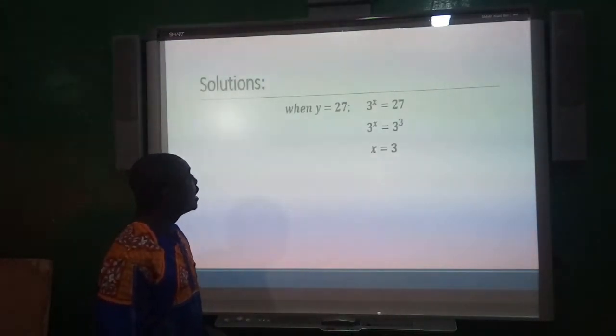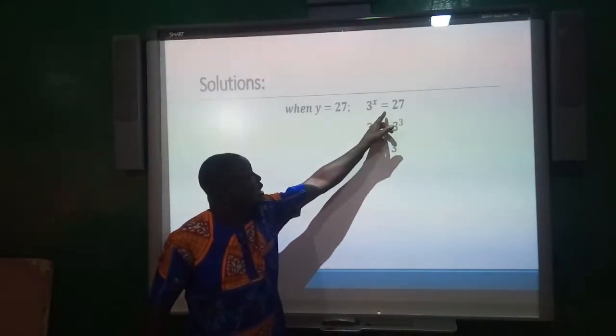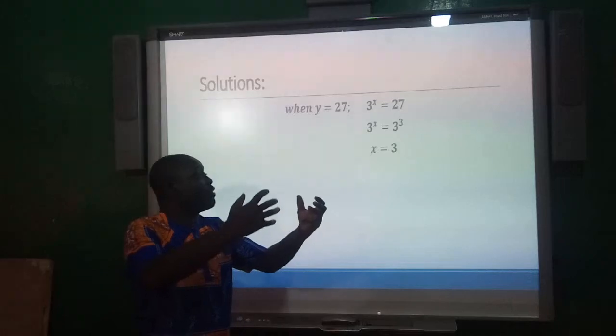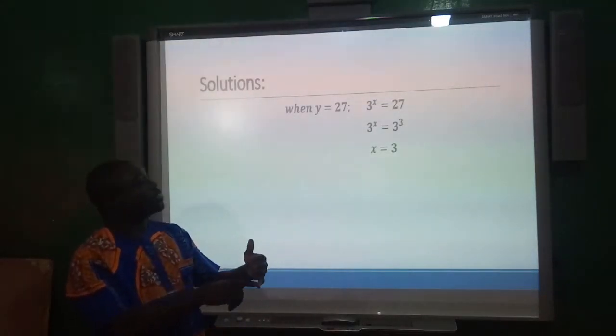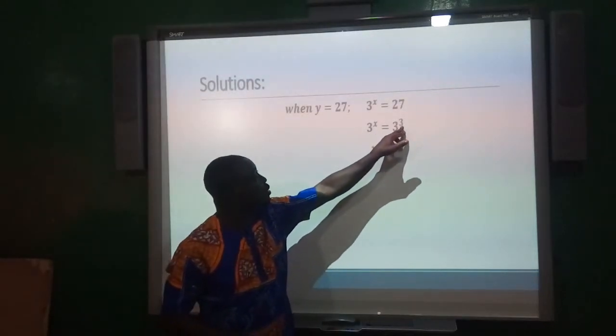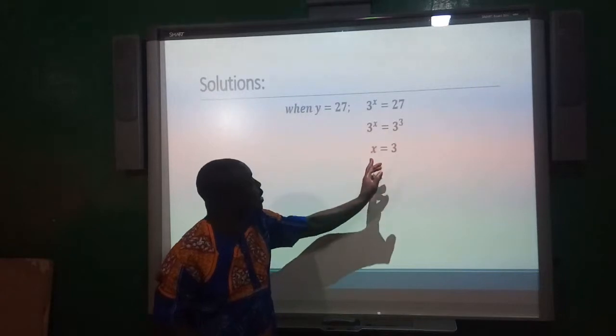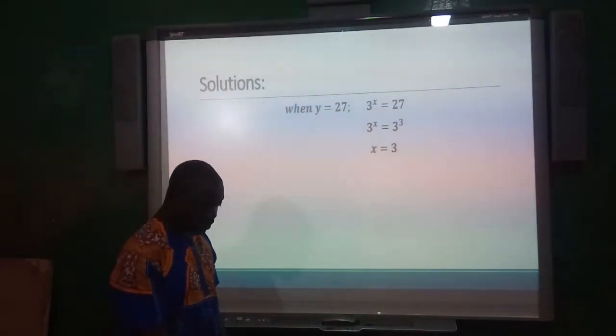So when y is equal to 27, you know that 3 raised to power x is now equal to what? 27. Now we have come back to what we were doing at question numbers 1, 2, and 3. So we see that 27 is the same as 3 raised to power 3. Now we see that the bases are the same, 3 and 3. So x is equal to 3.